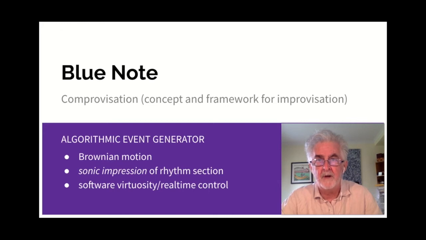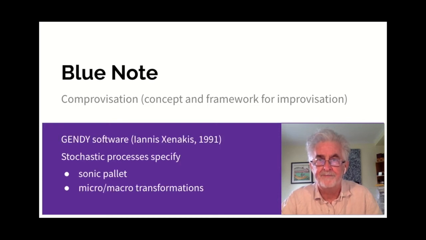For the algorithmic event generator, Brownian motion was selected by ear from other probability functions for its more jazz-like melodic and rhythmic output. However, the algorithm does not attempt to emulate melodic, harmonic, or tempo-based patterns. It uses bass and drum samples to create the sonic impression of a rhythm section with characteristic dynamic and textural gestures, achieved by combining software virtuosity with real-time parameter control.